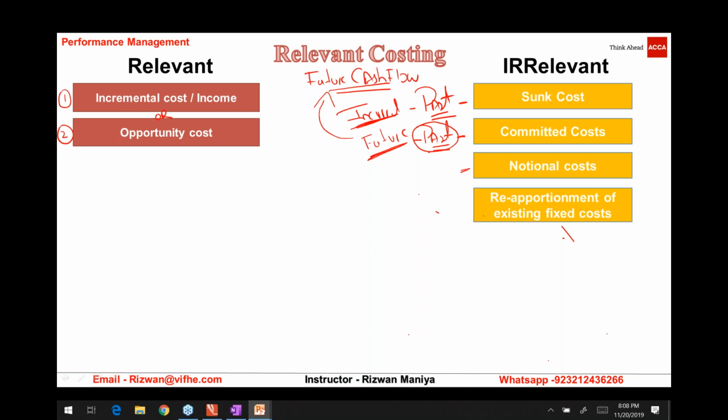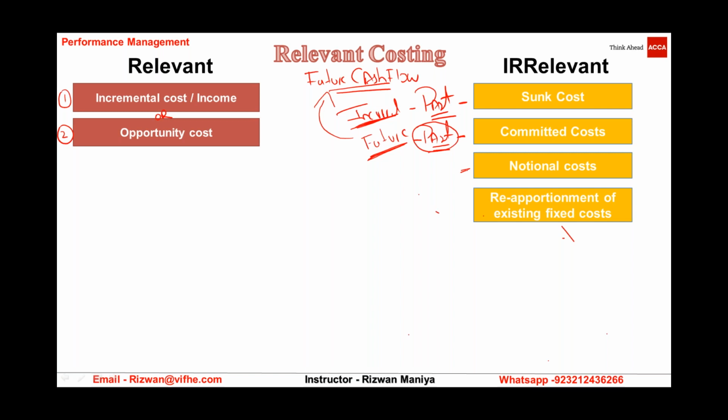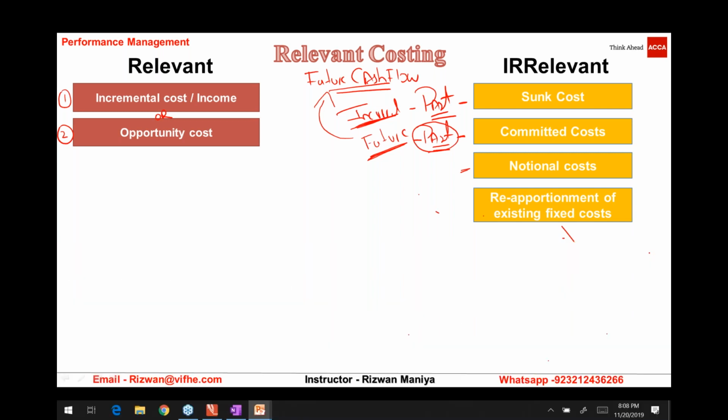Notional cost, imaginary cost, any kind of absorption, any kind of cost like depreciation is not relevant. For example, any non-cash item, or I would say any depreciation, any absorption you are doing, you're working out the OARs for fixed overheads. So all those imaginary costs, artificial costs that do not exist in real, are notional and will not be relevant costs, like I said, non-cash flows and depreciations.